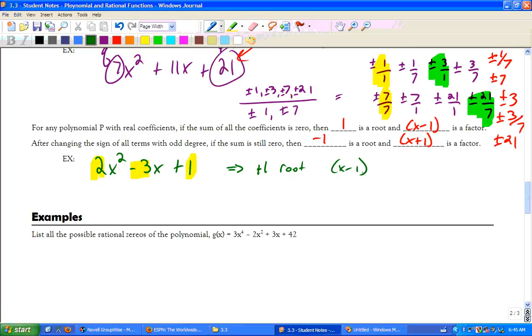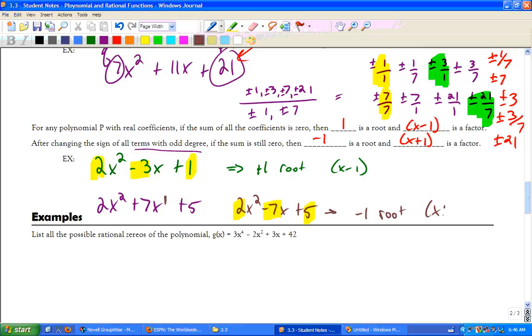Again, this is a nice little test we can put in there to get us going. It gives us a starting place. It's a quick, easy way to figure out what we're looking for. What this is talking about is if we change all the things with an odd degree. So if we take something like 2x squared plus 7x plus 5, we're going to change the sign on all the odd degrees, and that's in this case x to the first. We're going to make this 2x squared minus 7x plus 5. When we add these coefficients together, 2, negative 7, positive 5, that implies that negative 1 is a root and x plus 1 is a factor.